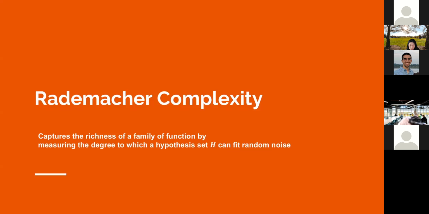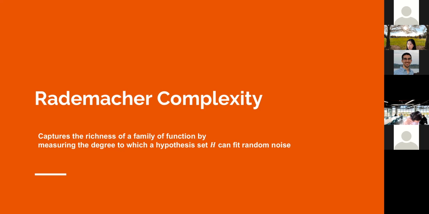Okay, so with this notation, we're ready to introduce this Rademacher complexity. So what is Rademacher complexity? Because I said that, for finite hypothesis sets, you know how to capture the complexity of the hypothesis. It's just the cardinality, basically how many hypotheses are there in the hypothesis set or hypothesis class. But for the infinite one, you don't know how to characterize it because it's going to be infinite. So you want to capture the so-called richness of a family of functions by measuring the degree to which a hypothesis set can fit random noise.